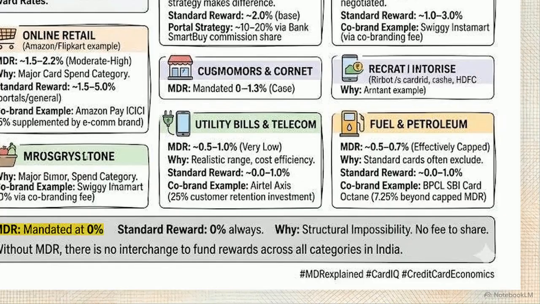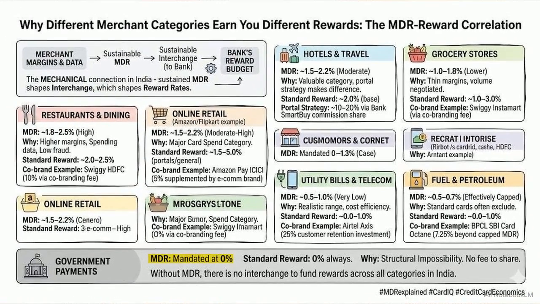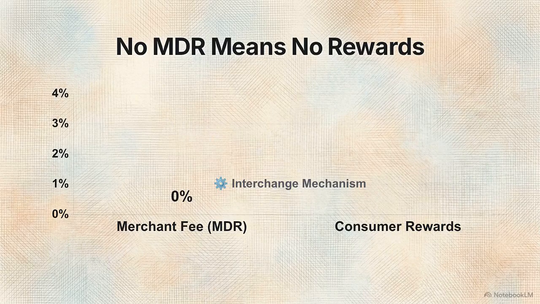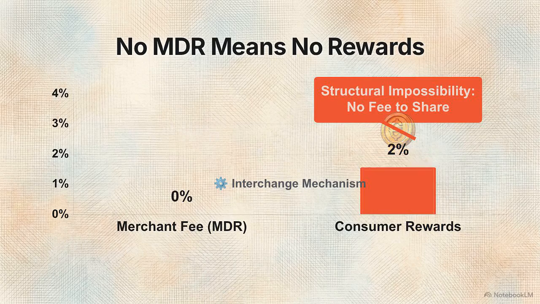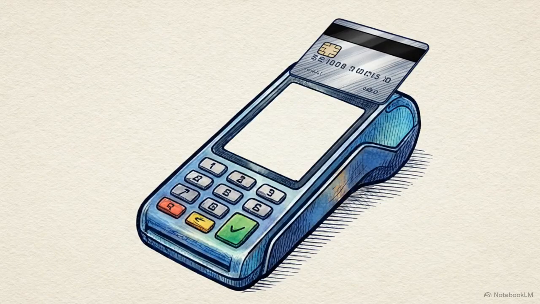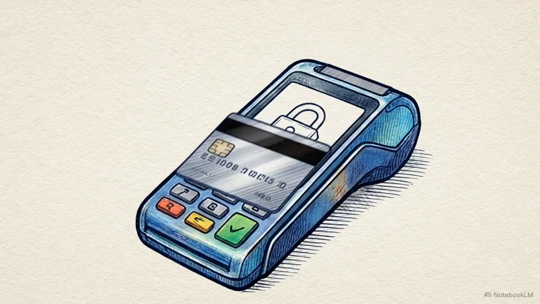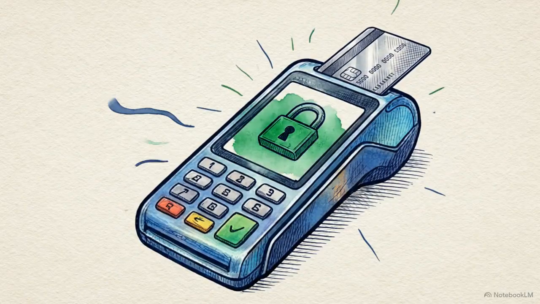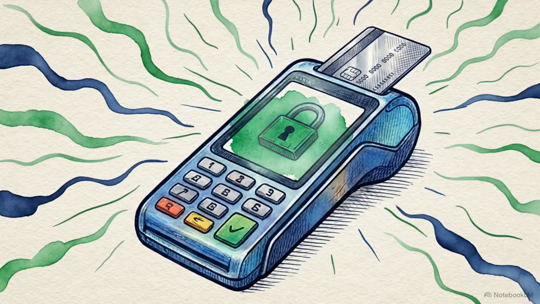For government payments, the mandated MDR is strictly zero. If a category does not generate a high MDR, there is no interchange fee to share. It is mathematically impossible for a bank to sustainably fund high rewards in those sectors. The merchant fee underwrites an instantaneous risk management network. Reward points are simply the most visible byproduct of that infrastructure.